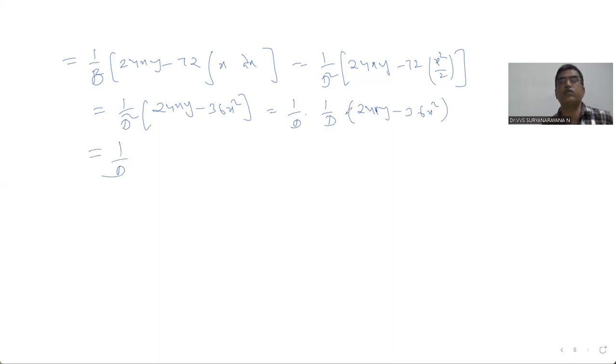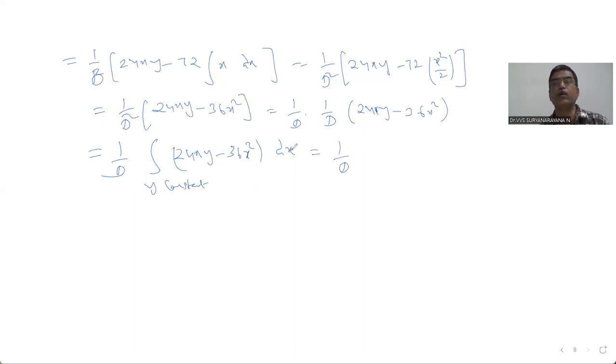So first keep this first 1 by D. In place of the second 1 by D, write integral. So integral of 24xy minus 36 x square with respect to x when y is constant. D means partial derivative with respect to x. So 1 by D means partial integration with respect to x. That's why we treat y as constant.